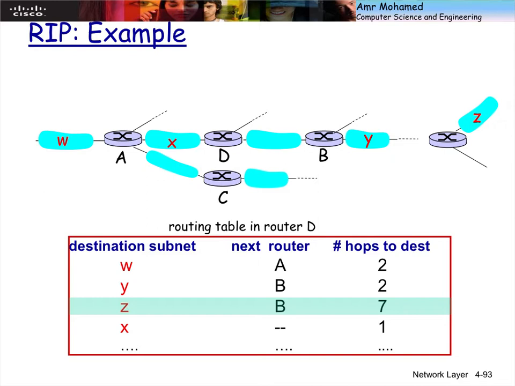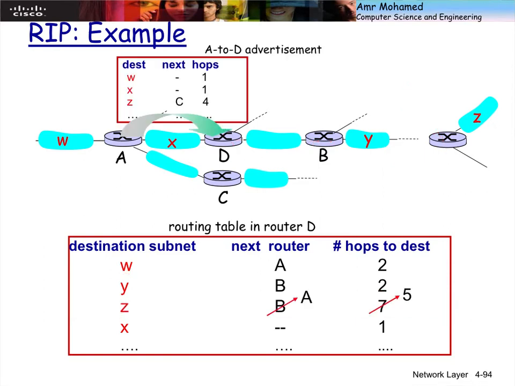So that's a quick example. If this is the routing table for D, D calculates the distance to each of the different destinations. So if I need to go to W, Y, Z, and so on. If I need to go to Z, for example, I have to send it to B. So B is the next hop, and the cost is 7. Imagine there are like 5 different hops here. That's normal.